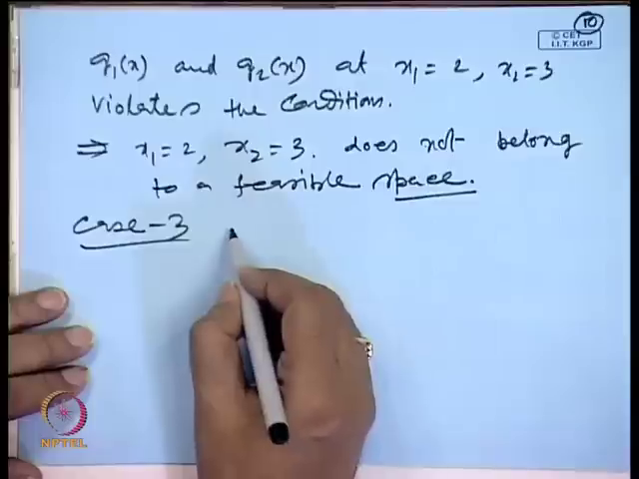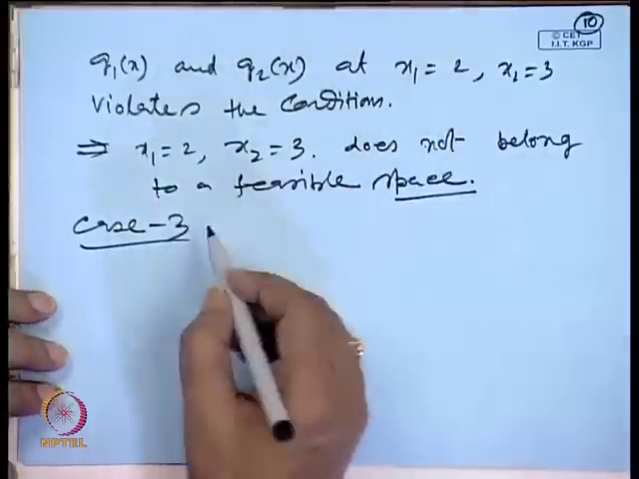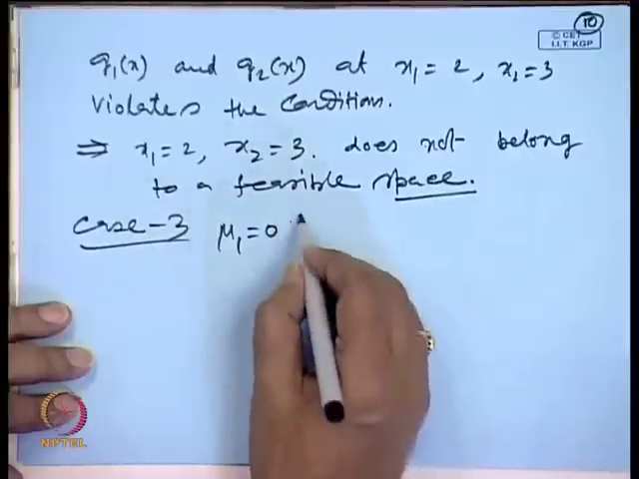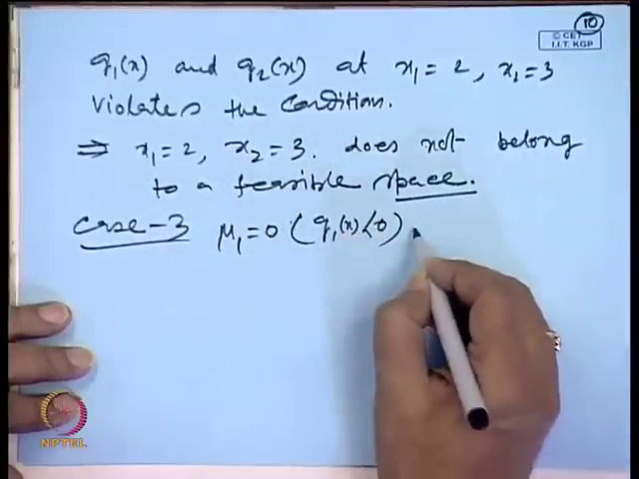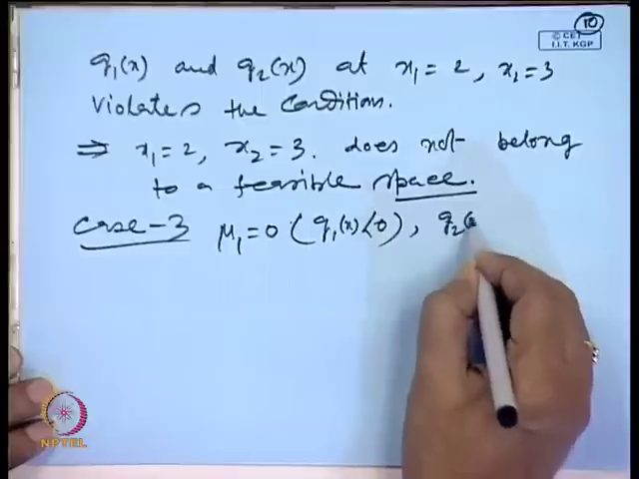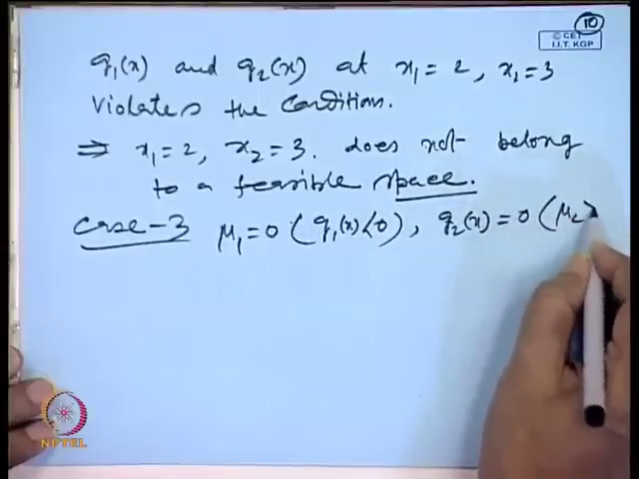So, case 3, now I made mu 2 is 0, agree? Then another possibility is you make mu 1 is 0. If mu 1 is 0, g1 of x is less than 0, then you have g2 of x is equal to 0. That means mu 2 is greater than 0.